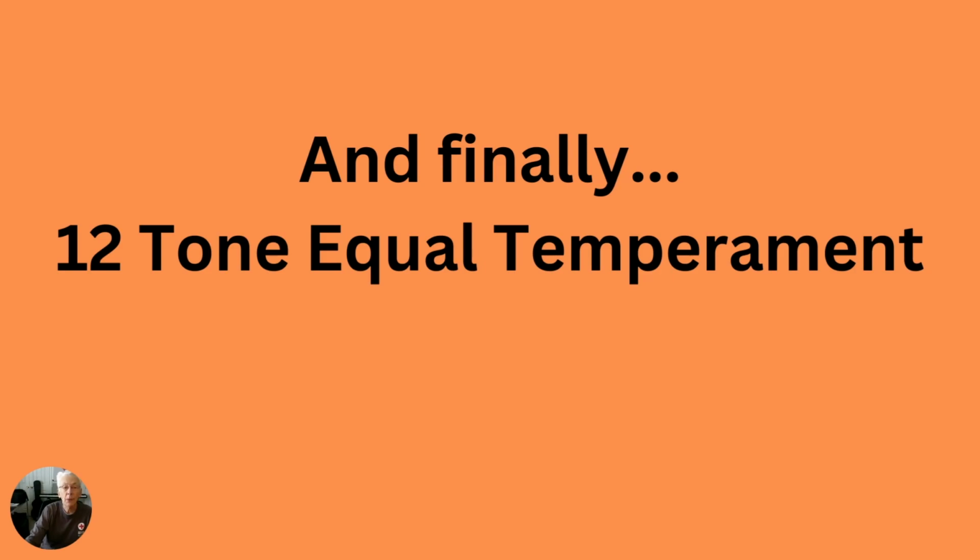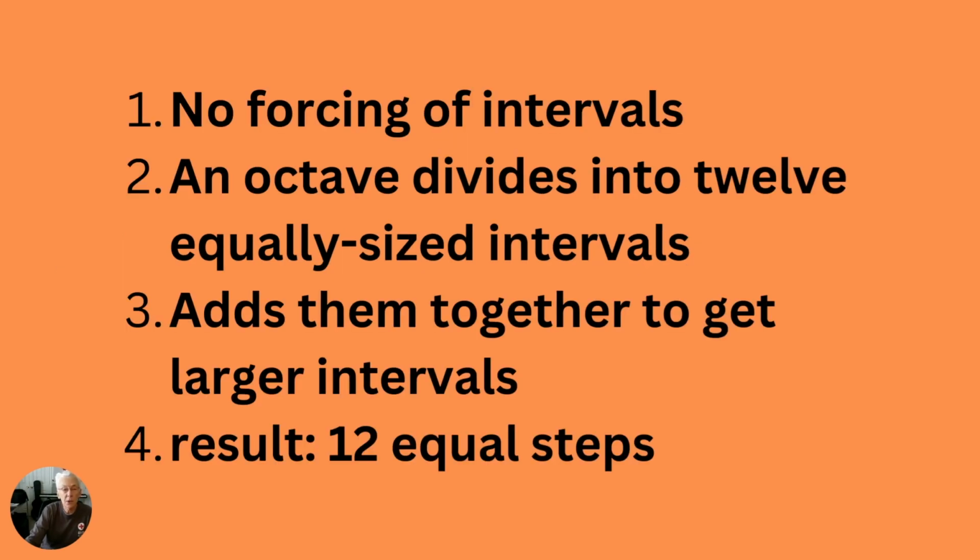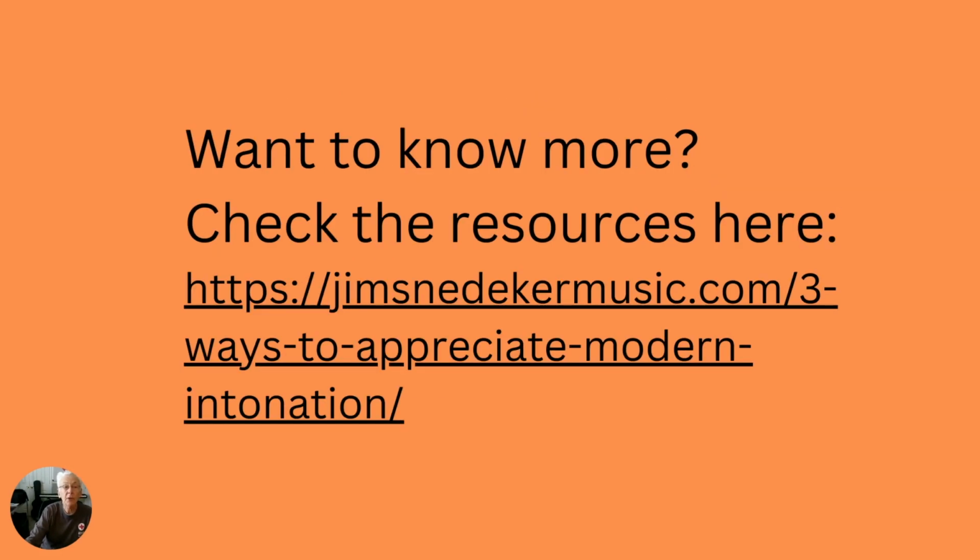Finally, we came up with 12-tone equal temperament. What this means is there was no forcing of intervals into these ratios. We took an octave and divided it into 12 equally sized intervals, added those together to get the larger intervals, and the result being 12 equal steps.